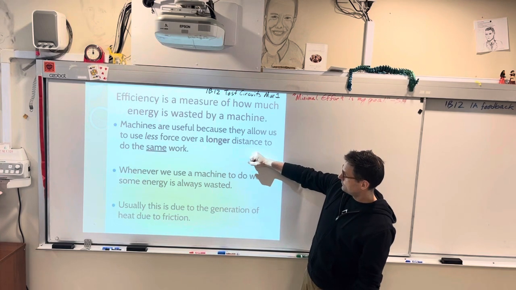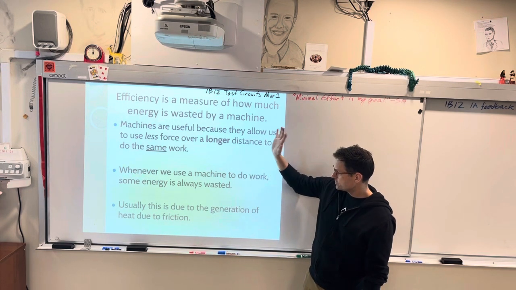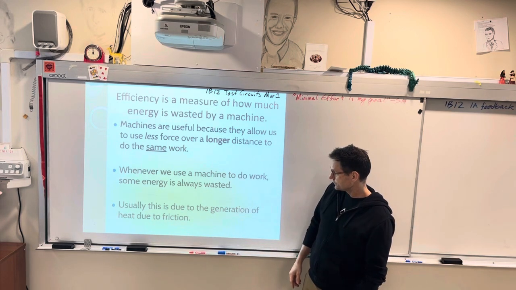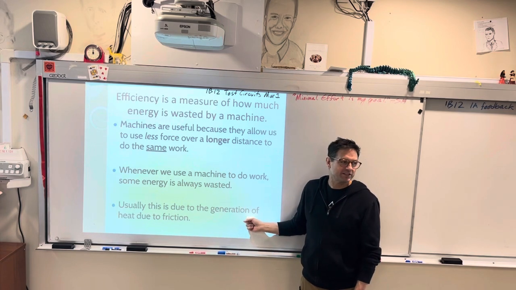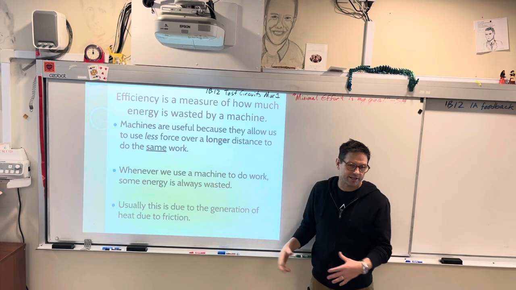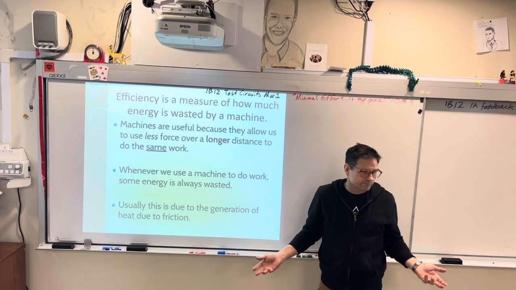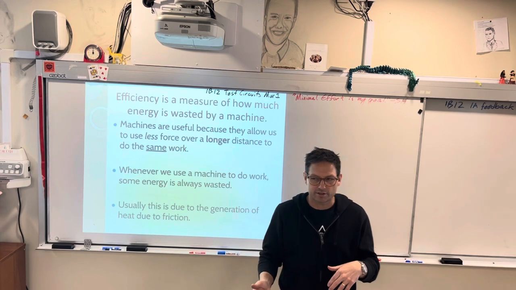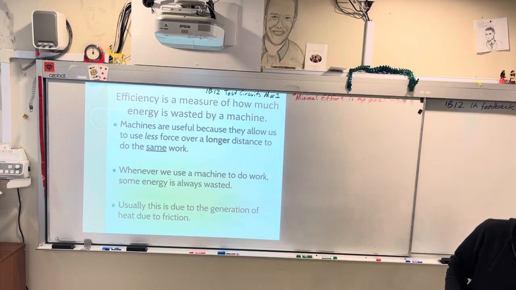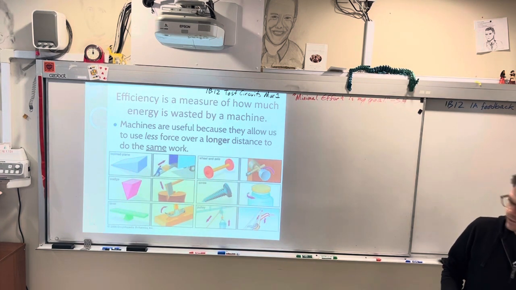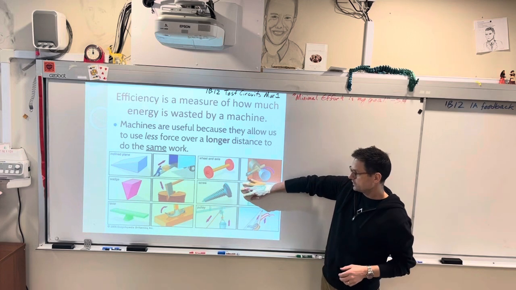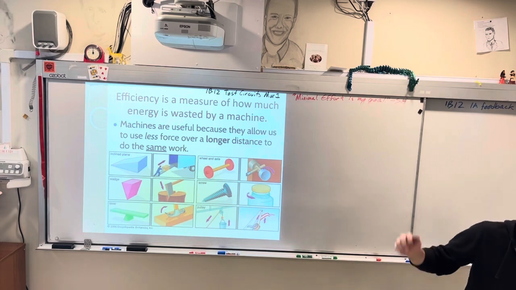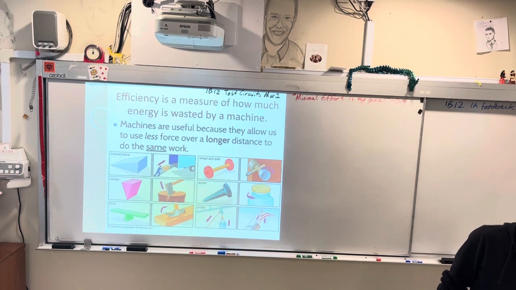So we use a machine to do work, and some energy is always wasted. But this is not destroyed. It's just a form we don't want. And most often, it's heat that's being created, and that's the form that we don't want. So for an engineer, it's always about making less friction in the machine, so it creates less heat. These are all simple machines, and you can make them more efficient by getting them to create less heat. So you have screws and wedges and levers and pulleys.